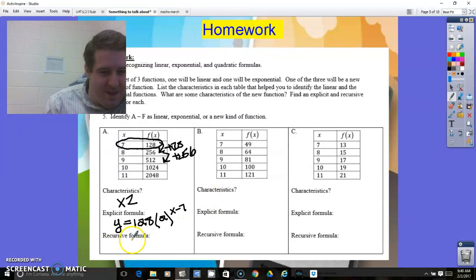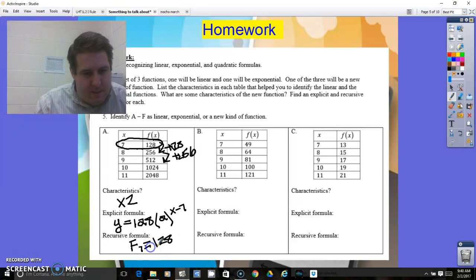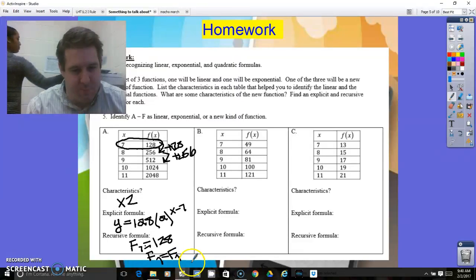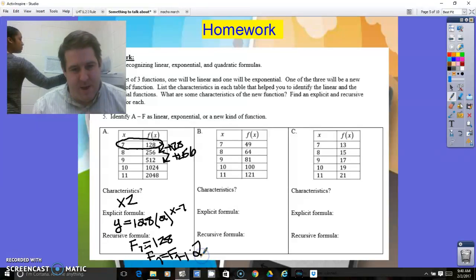The recursive formula is simply going to be the 7th term is 128. And then to find any term, you just simply multiply it by 2. So f sub n is equal to f sub n minus 1, meaning the previous term, multiplied by 2 because that is the pattern.